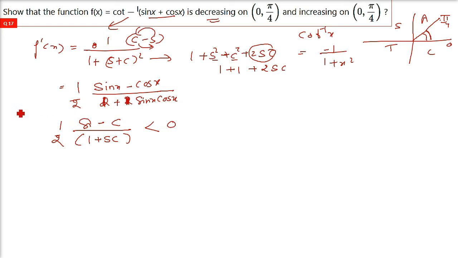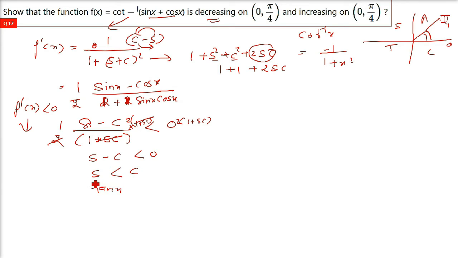So sin and cos as s and c. f'(x) should be less than 0 in order to show that it is decreasing in 0 to π/4, that is the interval being given, the first interval. So both sides multiply by 2(1 + sin x cos x). This gets cancelled, and on the right also it will be multiplied by 0, so only sin x − cos x should be less than 0, or sin x should be less than cos x.